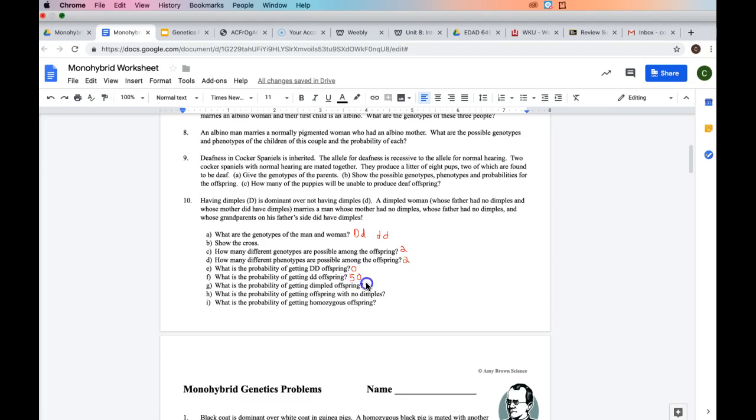Dimpled offspring, 50% chance. Remember, dimpled was dominant, so we had two heterozygotes. Probability of no dimples, 50%. And then probability of getting homozygous offspring was 50% with the homozygous recessive.